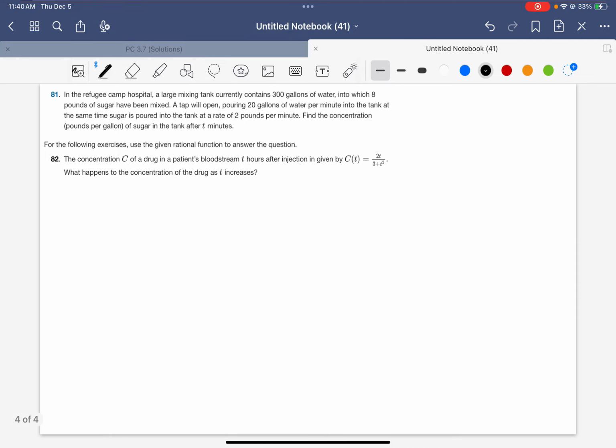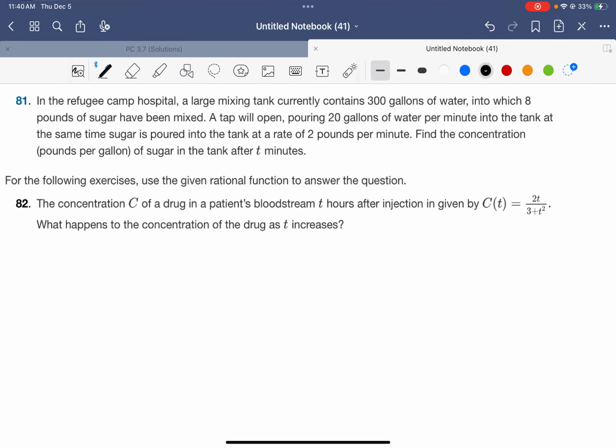So that's 61. Now we've got 81 and 82. Okay, refugee camp at a hospital. Large mixing tank. I got 300 gallons of water into which 8 pounds of sugar have been mixed. So I'm going to let this be water. I'm going to let this be sugar. So originally I had 300 gallons of water and 20 pounds of sugar.